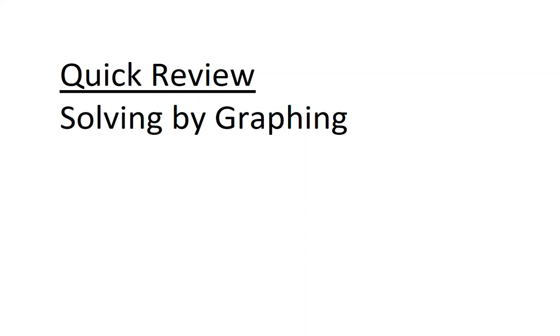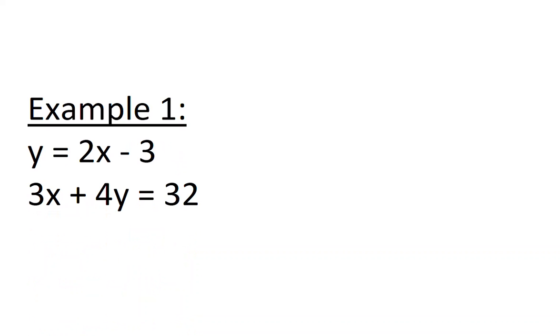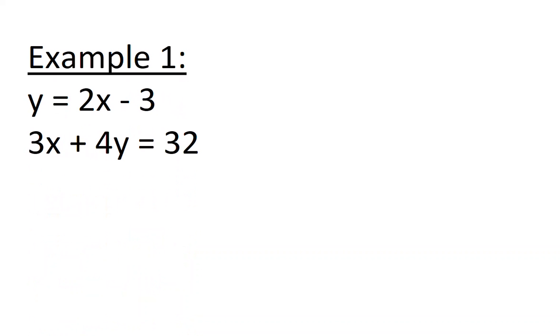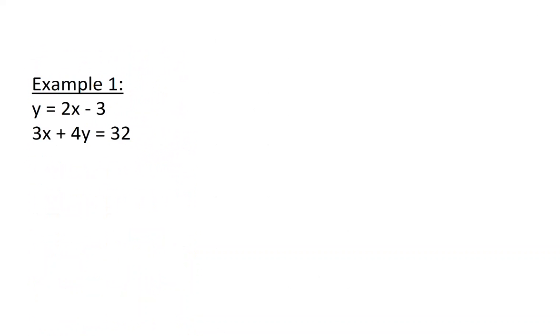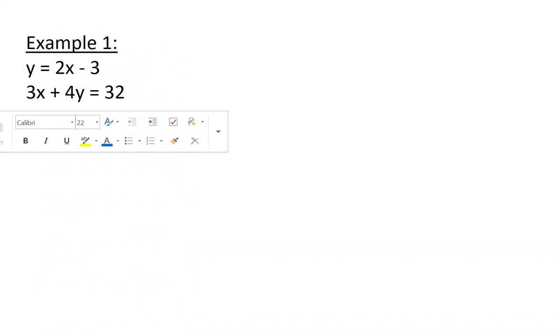Okay, so to help you do the sub work today, I'm going to do a quick review of solving systems by graphing. I'm going to go through a couple of examples, and hopefully that'll help you do the worksheet you have today. So the first example, example 1, we have this system: y equals 2x minus 3, and 3x plus 4y equals 32. For this, we want to solve by graphing.